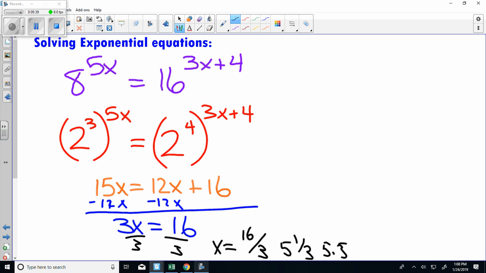Now, the other way that you can solve an exponential equation is by using the inverse of an exponential, which is a logarithm. So with this particular problem, or any of the other ones, you can take a log of both sides. For example, in this problem, because this is 8 and this is 16, it doesn't matter which side you choose. We're going to choose this side. Let's write the problem first again.